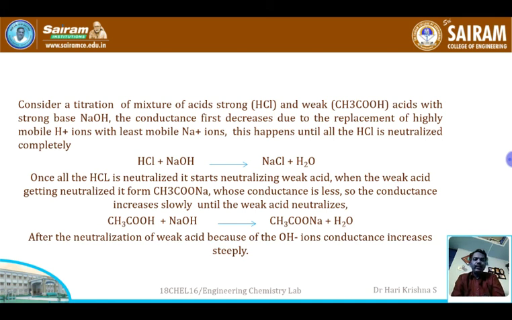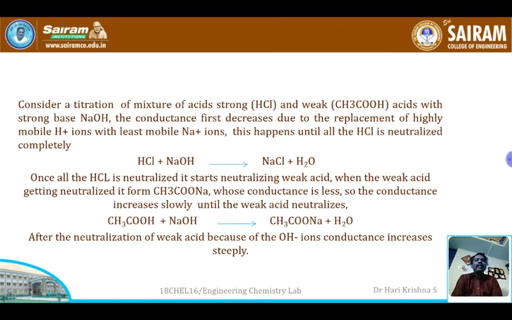Now the conductance will depend upon OH minus ions, because the mobility of OH minus ion is greater than Na plus. So when you add NaOH from the burette to the beaker, which doesn't have HCl or acetic acid, what will happen? The NaOH will remain as Na plus and OH minus. When we compare the mobility of OH minus and Na plus, the mobility of OH minus is greater. Therefore, conductance depends upon the OH minus ion. As the concentration of OH minus ion increases, conductance also will increase.